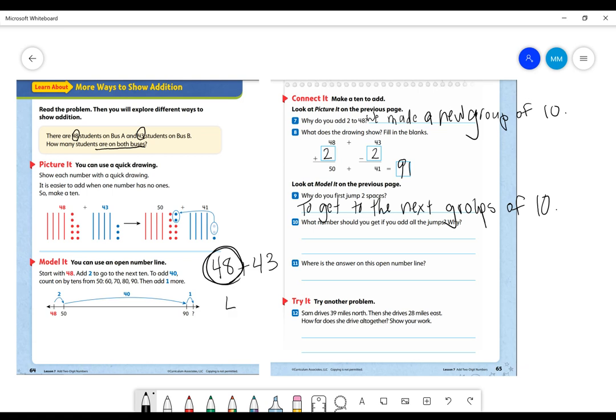So we have, I'm going to put 40 plus 2. So what's 40 plus 2? 42. Plus 1 more, 42, 43. So those jumps, 43. Why did we have those jumps? Think back to our story problem. What was 43 in our addition problem? It was our second part, right?